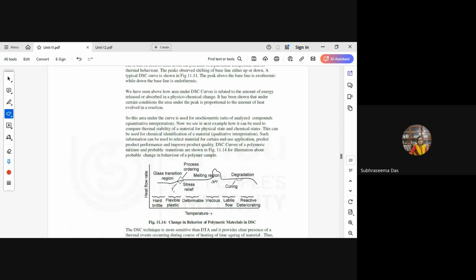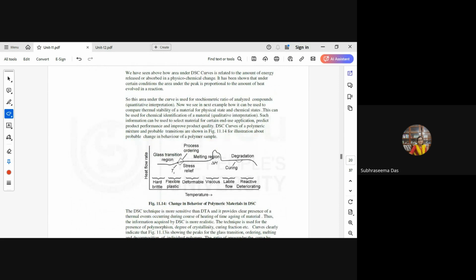So here we have seen that the area under the DSC curve is related to the amount of delta H, that is the change in delta H, which reflects its physico-chemical change. Now here in figure 11.14, the DSC curve of a polymeric mixture is shown and the probable transitions have been shown here. Now we can see in the DSC curve various types of transition are occurring.